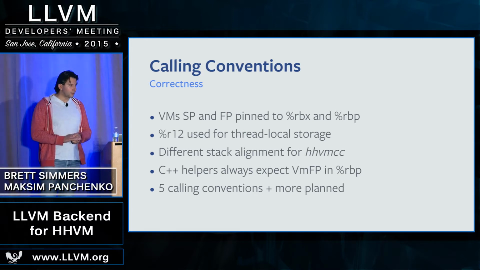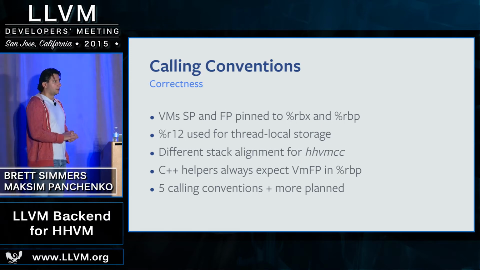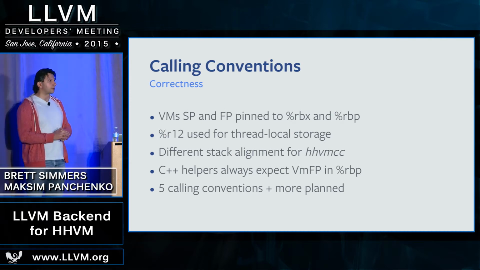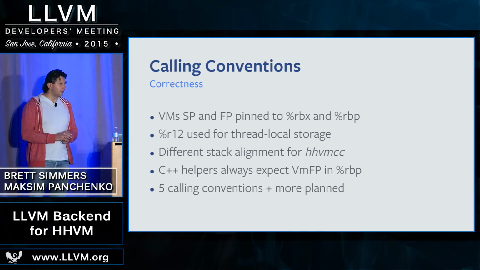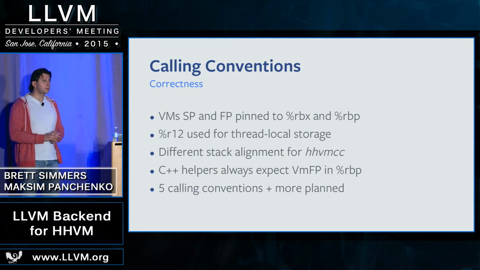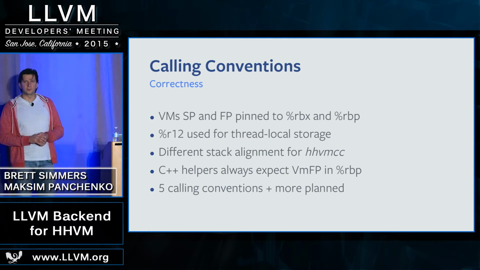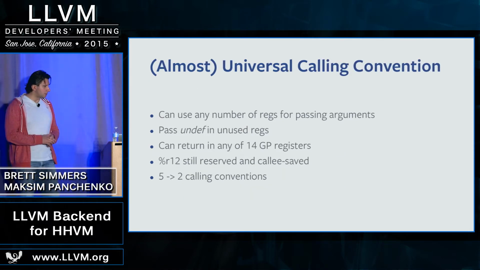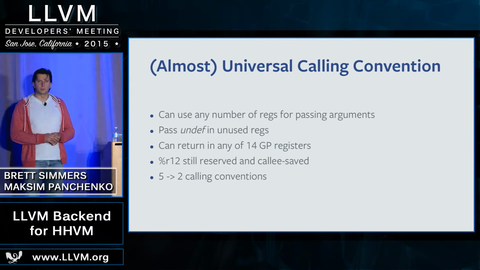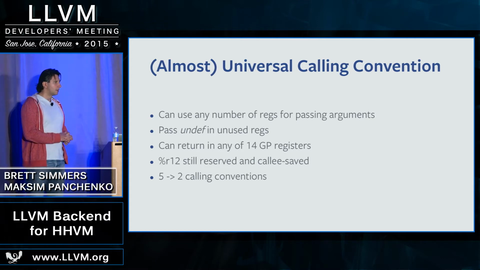So once we implemented this, we had about 5 calling conventions used for PHP calls, for entering TC, exiting TC, for service requests, and also for C++ helpers. And we thought that 5 calling conventions were probably a bit too much, especially if you want to upstream. And we were looking for ways to improve on it. And we came up with an almost universal calling convention where we use most of the x64 registers to pass arguments and also to return. That worked fairly well for us.